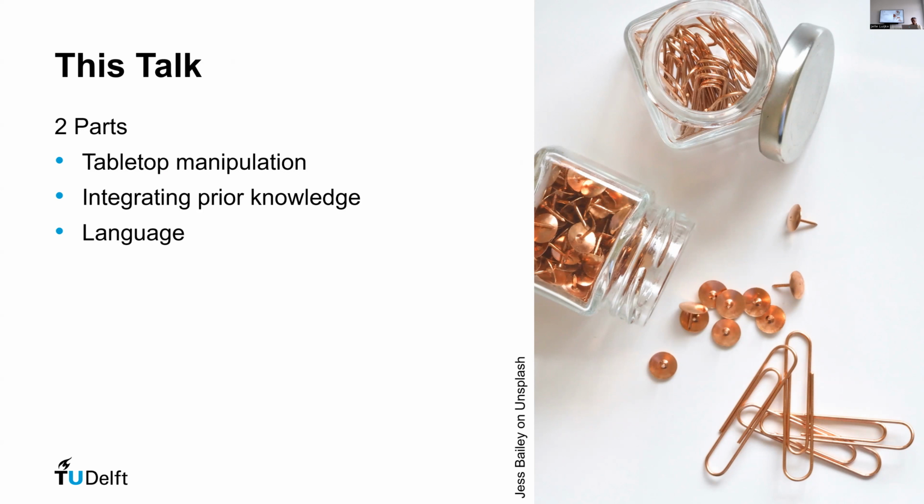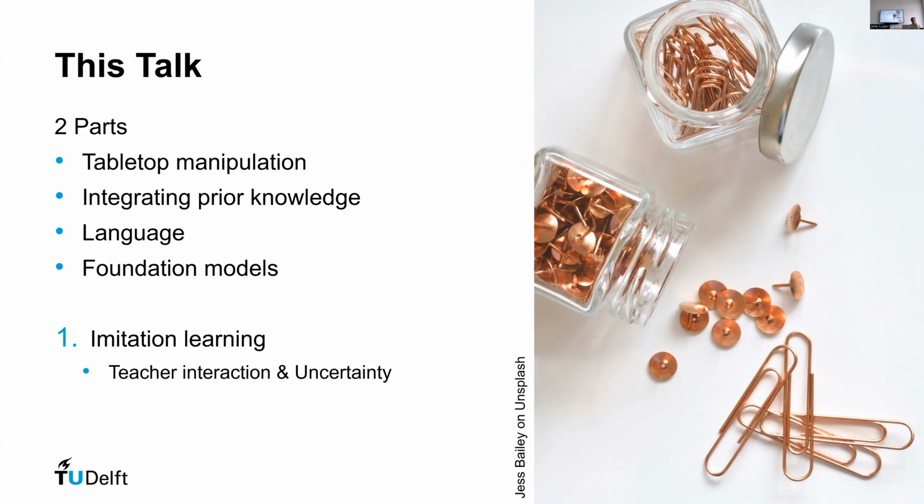And in both cases, we're going to use language as an interface and foundation models to some extent. First part is going to be about imitation learning, where we actually look at the uncertainty, what the robot knows and what it doesn't know, and then also use interactions with the teacher to provide additional examples where needed.